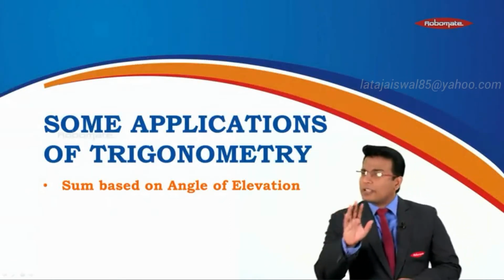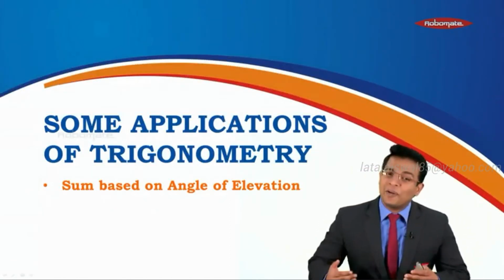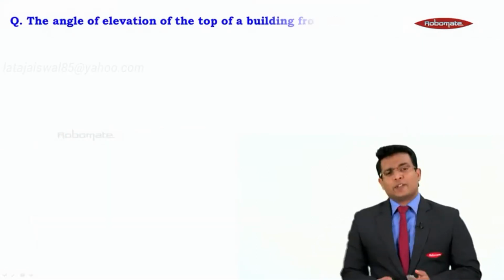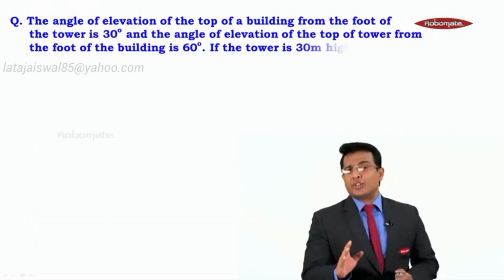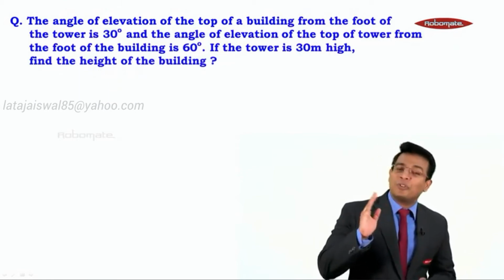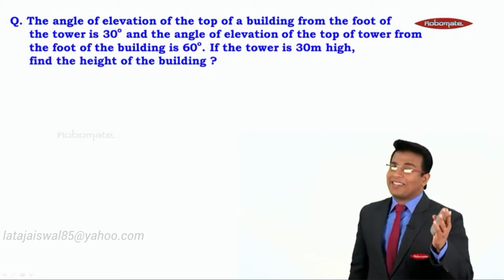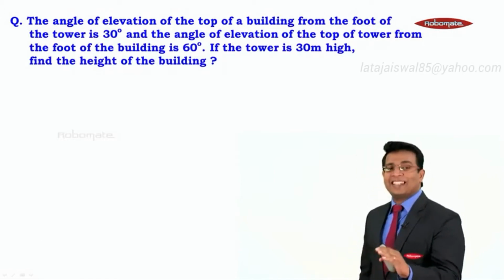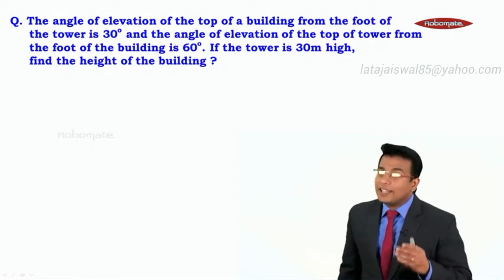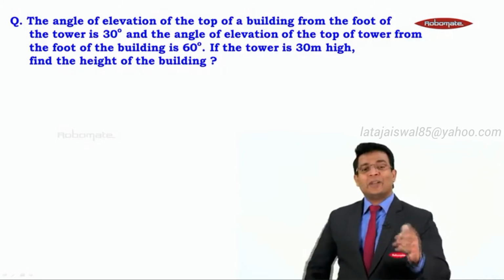In this module, from the chapter Some Applications of Trigonometry, we are doing a sum based on angle of elevation. Let's read the sum and understand it first. It says the angle of elevation of the top of a building from the foot of a tower is 30 degree, and the angle of elevation of the top of the tower from the foot of the building is 60 degree. If the tower is 30 meter high, find the height of the building.